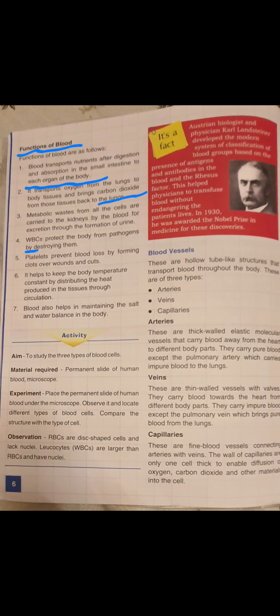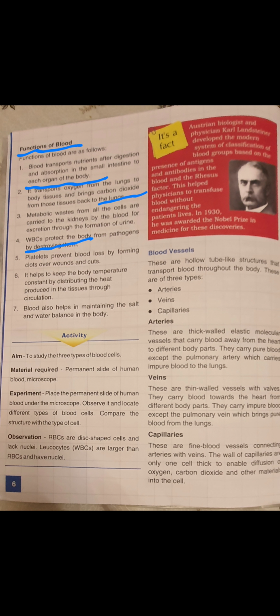The next is that WBC protects the body from pathogens by destroying them. White blood cells protect your body from all the pathogens by destroying them. Number 5 is that platelets prevent blood loss by forming clots over wounds and cuts. As we discussed in the first part, platelets make a clot when you get any cut or wound, so you don't lose your blood. Like this, platelets help prevent blood loss.